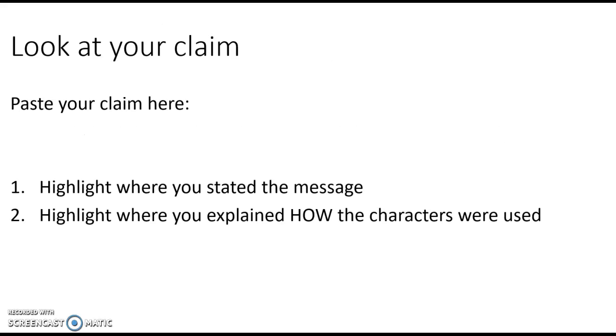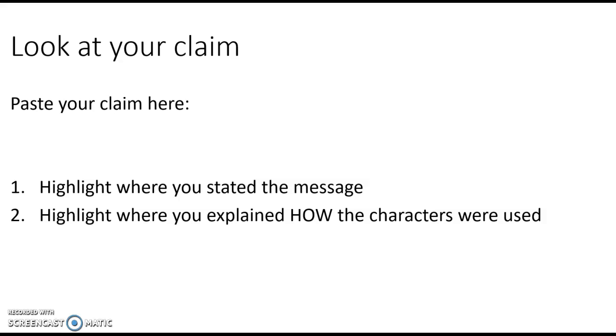On this page, I want you to find your claim. It's open for you. Go into your pre-assessment. You can view it. I want you to copy and paste your claim here. Then highlight where you stated the message. Highlight the message portion in one color. And then in another color, highlight where you explained how the characters were used. So one color is the message and the other color is how the characters were used. Not the characters, but how the characters were used, okay?